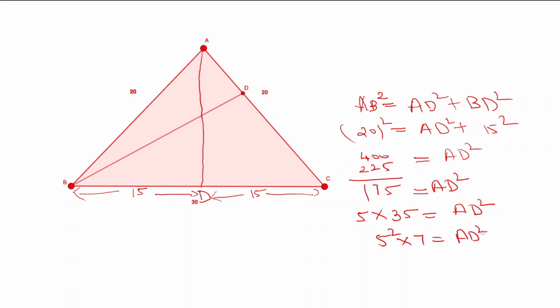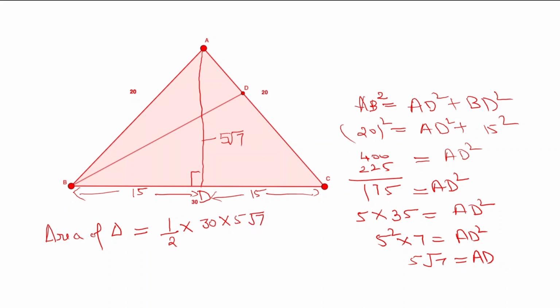Fine. I think this is very basic, but you guys can do it. This is my basic approach, but I do it very fast, just for the demonstration. So AD is equal to 5 root 7. This is the perpendicular. So what is the area of this triangle? Half, base is 30, altitude is 5 root 7.